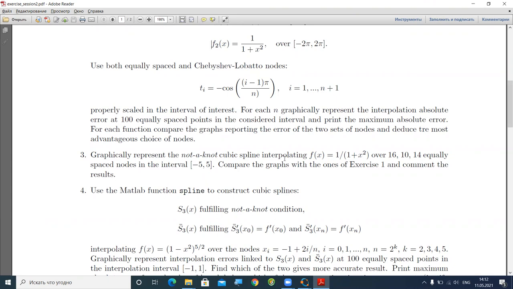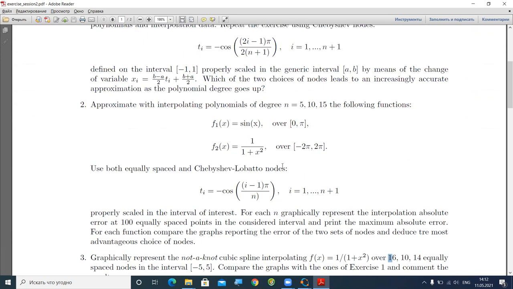And usually we'll use cubic splines. Cubic spline interpolating for the Runge function over, this is not 16, here is a mistake, just 6, 10 and 14, equally spaced nodes in the interval minus 5 and 5. Compare the graphs with the ones of exercise 1 and comment on the result.